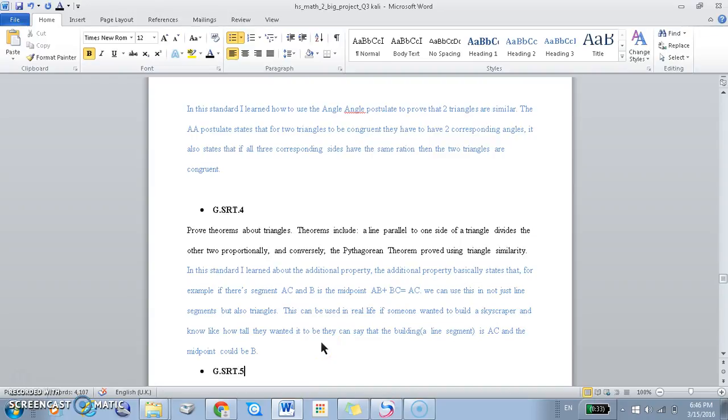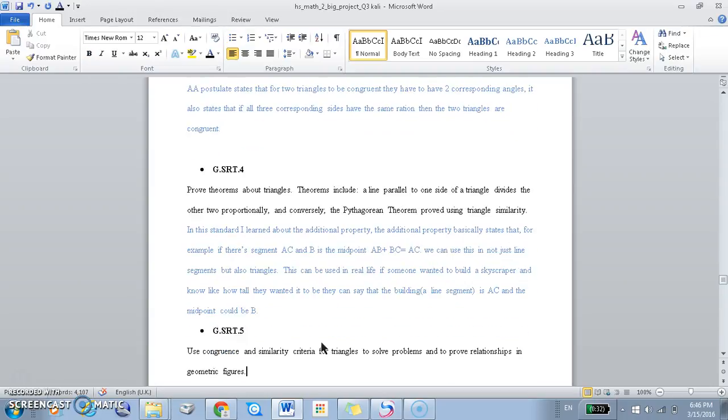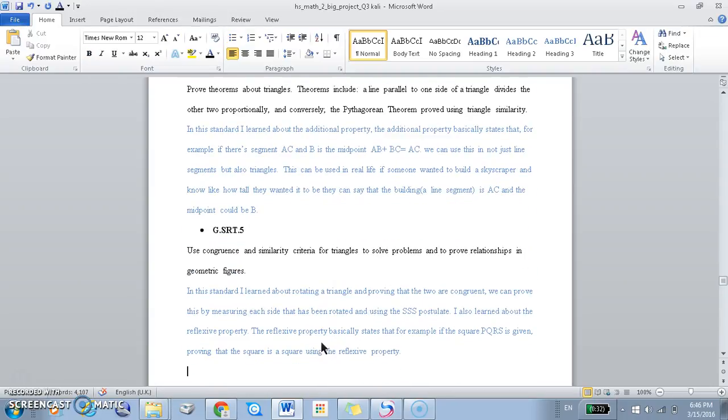This can be used in real life if someone wanted to build a skyscraper and know how tall they wanted it to be. They can say that the building is a segment, the starting point is A and C, and the midpoint could be B.